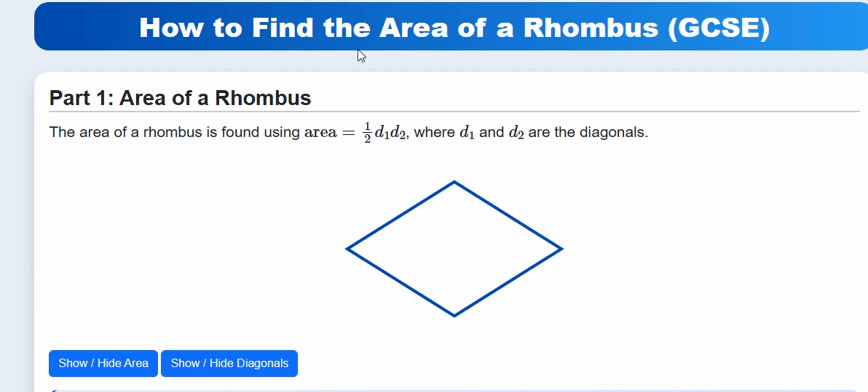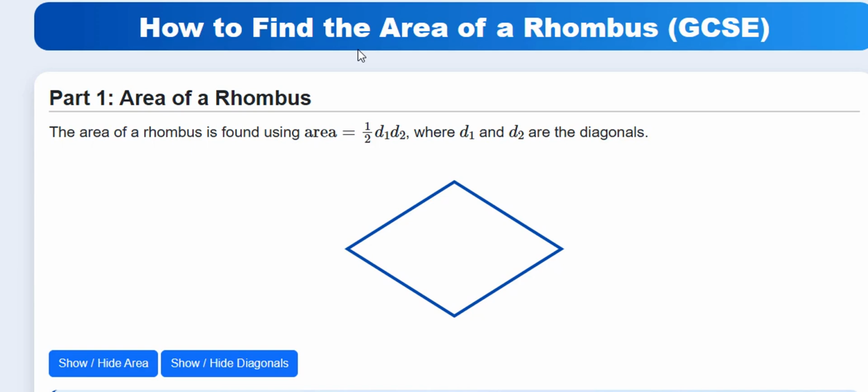Hello, this is lesson 7 in a series of 10 lessons where we are exploring the area of different quadrilaterals. And in this lesson 7, we are going to learn how to find the area of a rhombus.